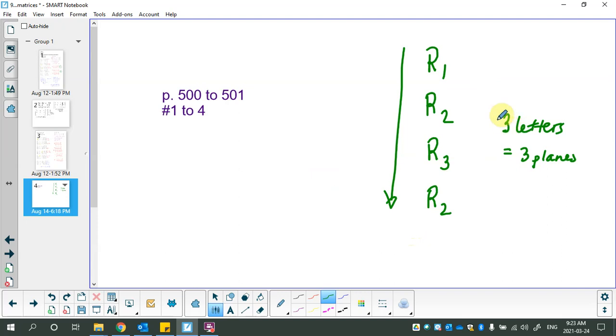So if it was 4 letters, I'd do row 1, row 2, row 3, row 4, row 3, row 2. So I kind of backtrack. You don't often get up into that for the purposes of this. What you do is you resort to spreadsheets at that point. Okay, so this is the stuff.